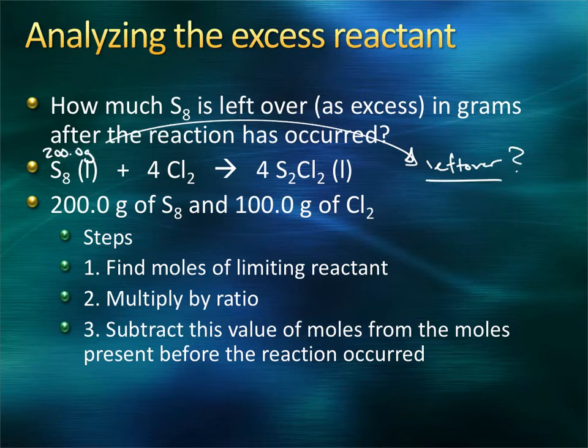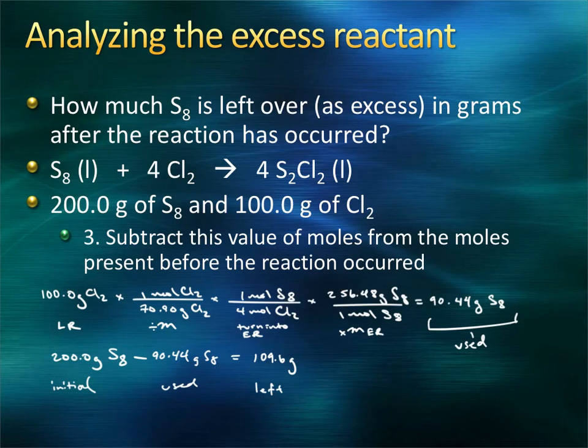And there is a way to solve for that. We're going to set up using stoichiometry, and then we'll show you one quick subtraction step, and then we can figure out what mass of the S8 is still left over at the end. We know we're not going to use all 200 grams of this. What we're going to do is start with the 100 grams of Cl2. We're starting with our limiting reactant, and instead of turning the chlorine into the S2Cl2 like we did before, we're going to turn it into the S8. That will tell us how much S8 was used.